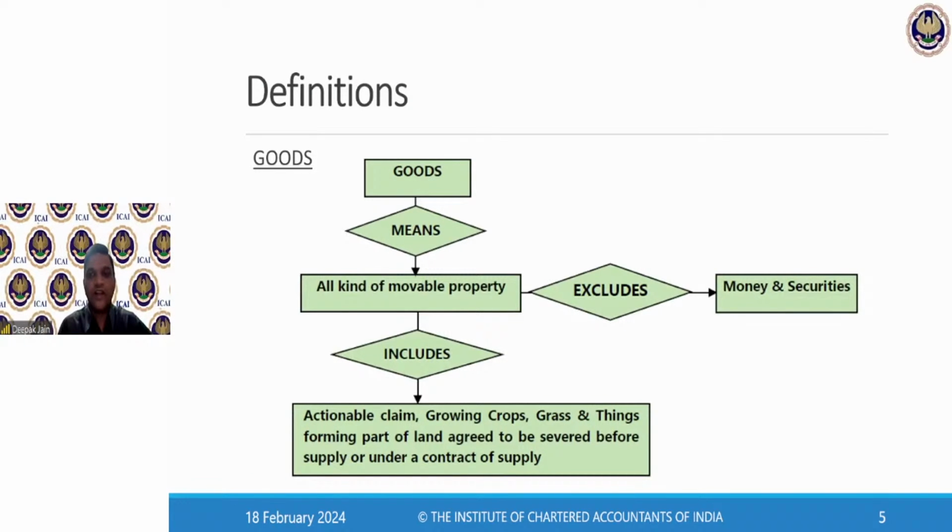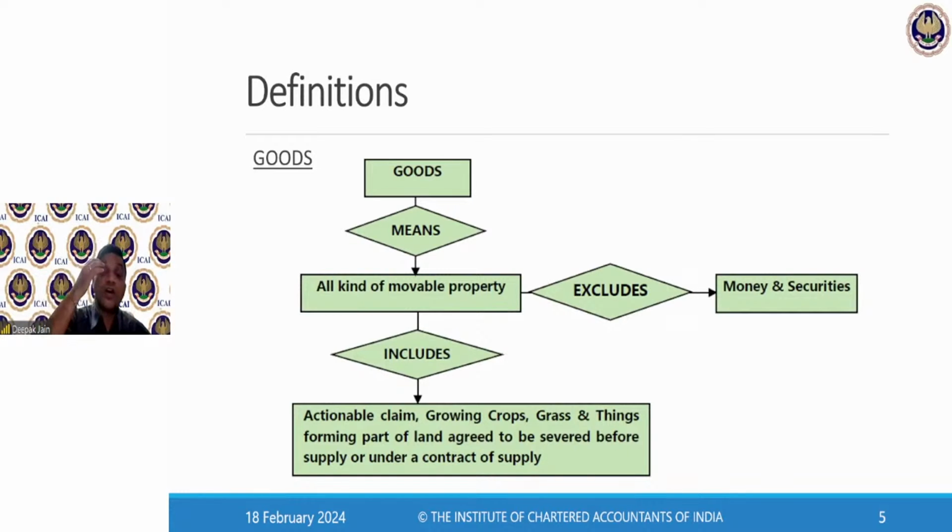Goods means all kinds of movable property. Okay, all kinds of movable property, and it includes actionable claim, growing crops, grass, and things forming part of the land agreed to be severed before supply or under a contract of supply. Okay. Firstly, all immovable property is out of goods. So immovable property is not goods. Land, building, any kind of immovable property is not goods.